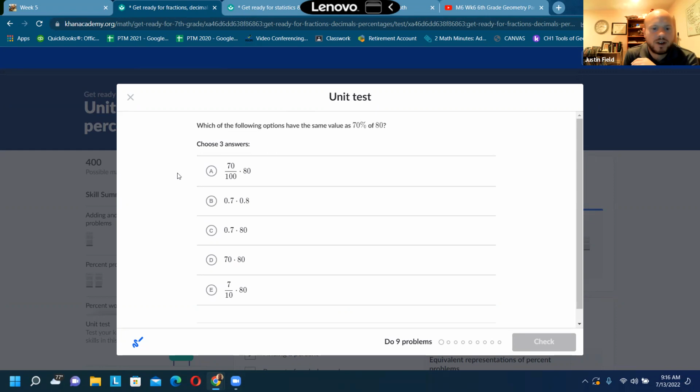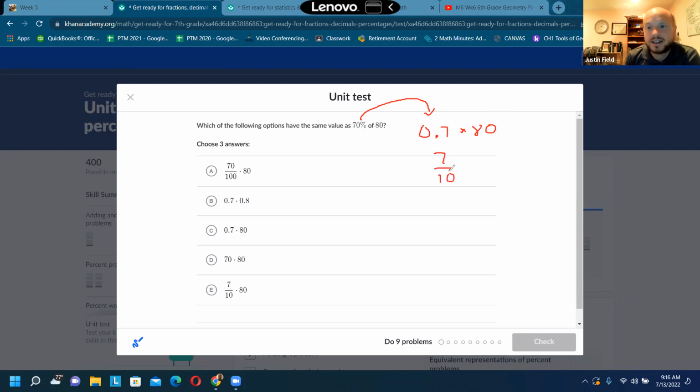Okay, 70% of 80. So how do we find that? We multiply 0.7, which is 70% as a decimal, times 80. But how can we think of 0.7 as a fraction? That would be 7/10. And that's pretty easy because that's how you say it, right? You say 7/10. So we can also write it like that.